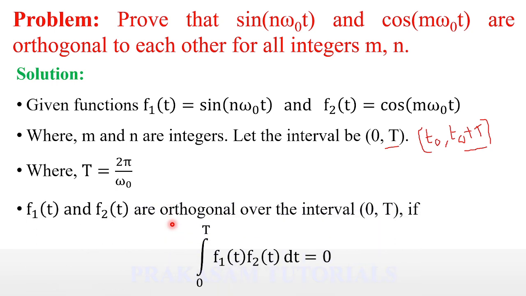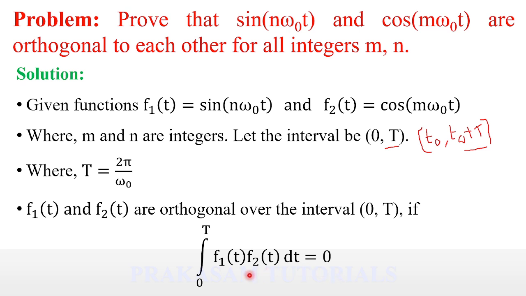So we know that the condition for orthogonality of the two signals over the interval 0 to capital T is integral 0 to capital T f1 of t f2 of t dt is equal to 0. So this is the orthogonality condition. If this condition is satisfied, the given two signals are orthogonal to each other, or otherwise non-orthogonal signals.